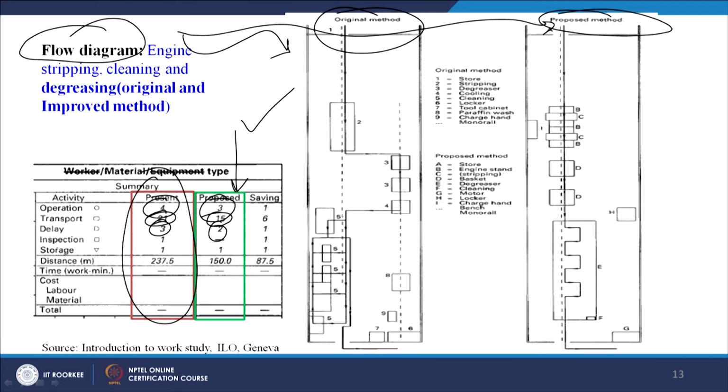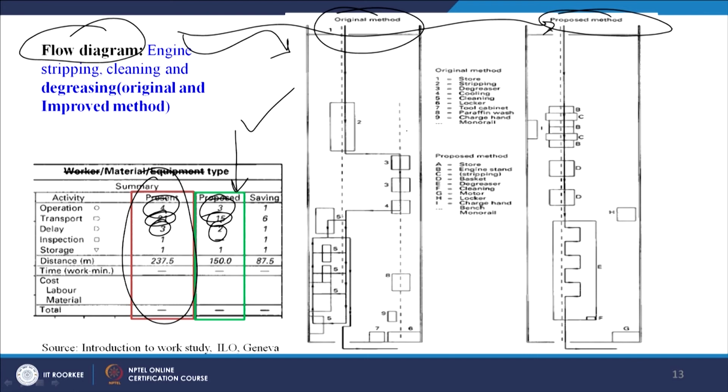And here we can see in the original method, the various facilities are marked: store, stripping, degreaser, cooling, cleaning. So this is basically a flow diagram for engine stripping, cleaning and degreasing. So original method and proposed method.